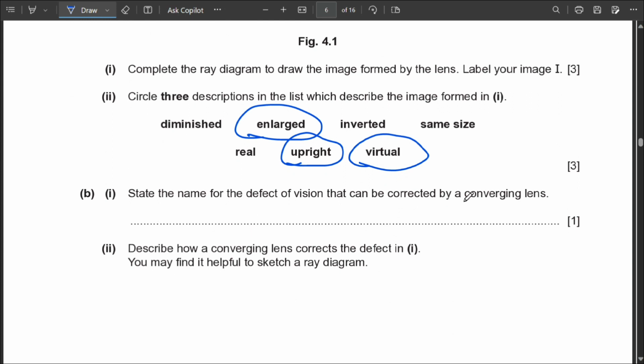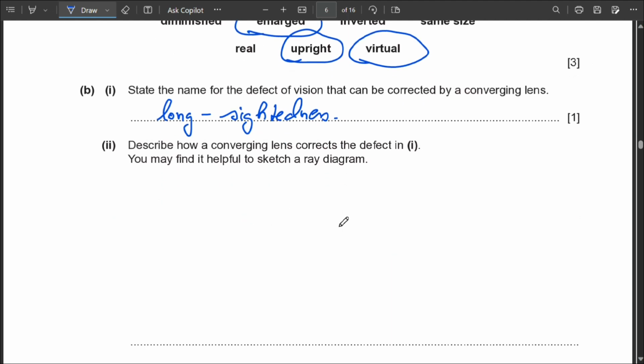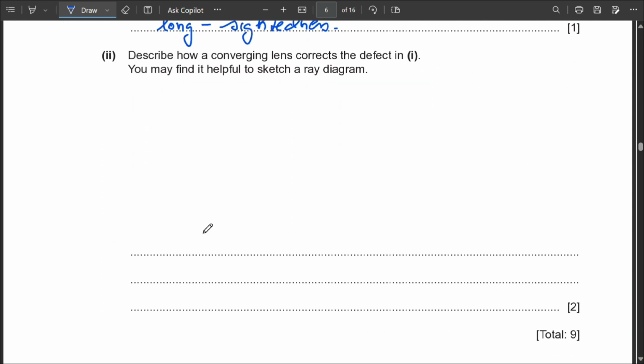Okay, say the name of the defect of vision that can be corrected by a converging lens. So actually, the defect of vision is long sightedness. So write long sightedness is the defect of vision. Okay. Describe how a converging lens corrects the defect. You may find it helpful to sketch a ray diagram.